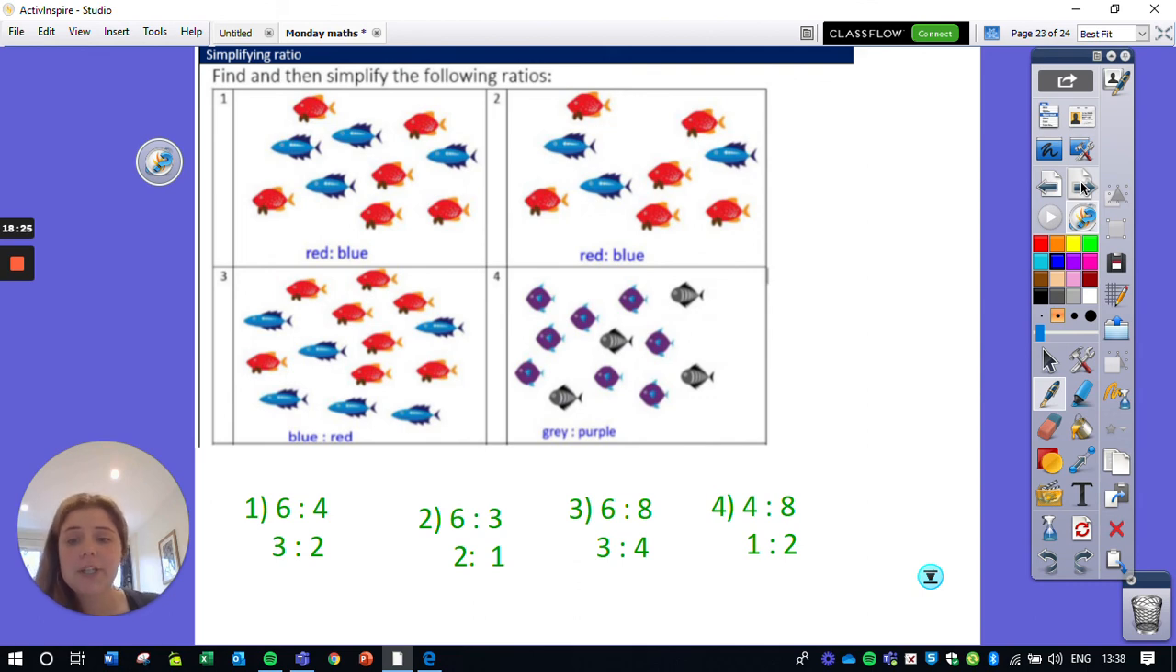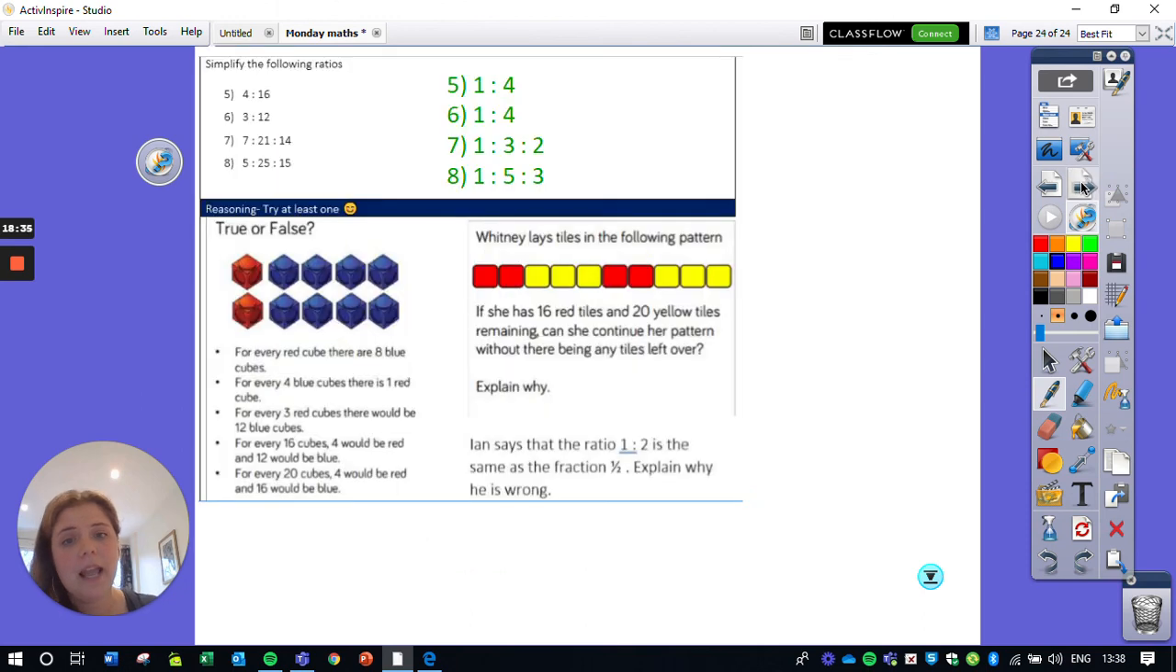For your next group of questions, these are the 4 different sets of ratio. Remember, you need the initial ratio and then the simplified ratio in order to get this one correct. Pause the video if you need to in order to mark. For your next group of questions, you have got the simplified ratios at the top. For question 5, you are dividing by 4, dividing by 3, dividing by 7, and dividing by 5 for the last one.